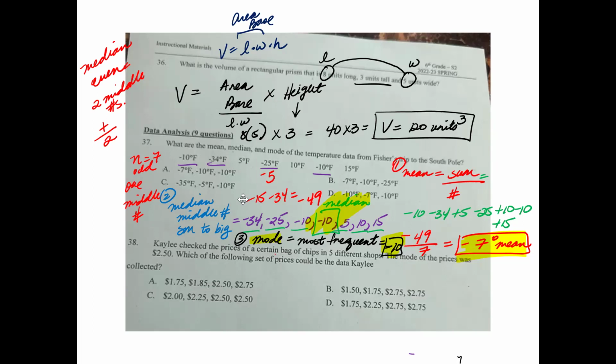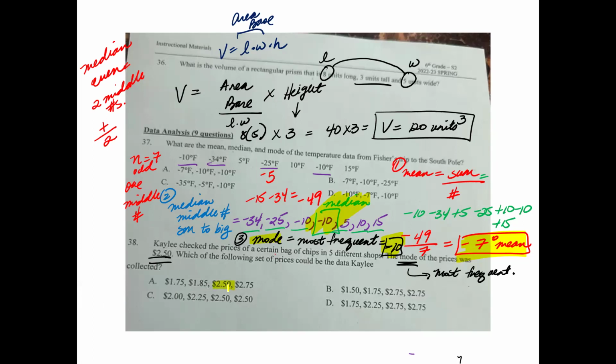Okay, number 38, go ahead. Can they check the prices of a certain bag of chips in 5 different shops? And one of the prices was $2.50. Which of the following set of prices could be the data Q collected? What does mode mean? The most frequent number. Yeah, so which one here had $2.50 repeated most frequently or most often?